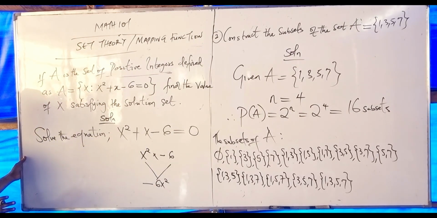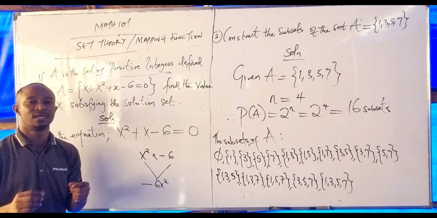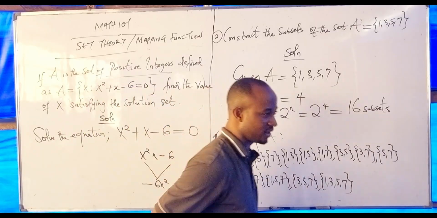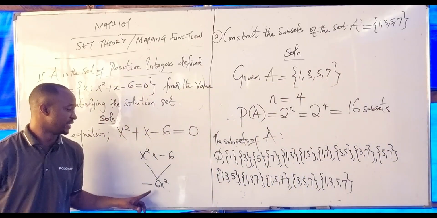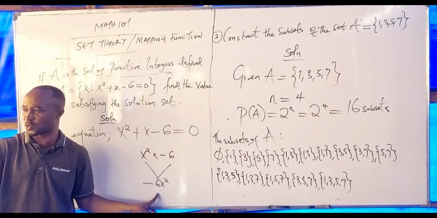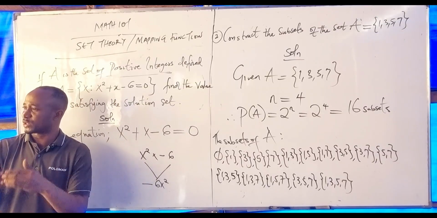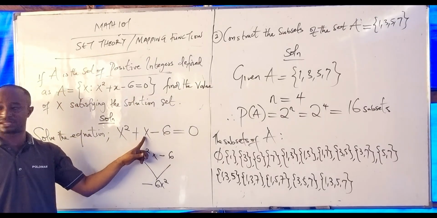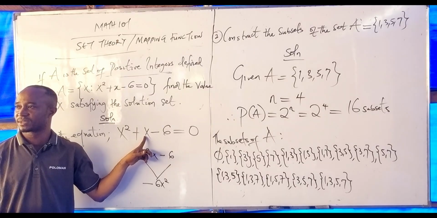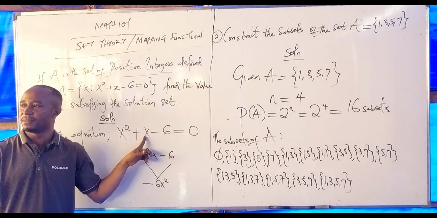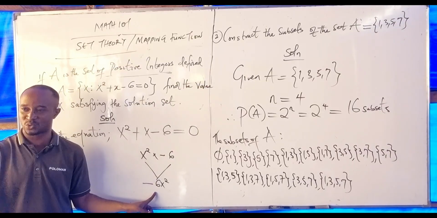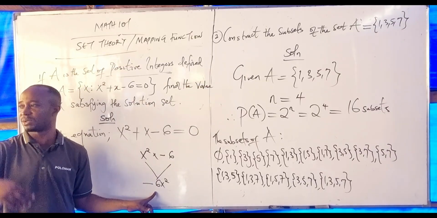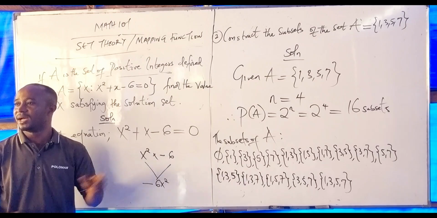Are you following? The next is that you will think of 2 numbers that when you multiply them, the result will be minus 6 S squared. But when you add or subtract, what will you have? S. I repeat again. Think of 2 numbers by which when you multiply them, you have minus 6x squared. But when you add or subtract, we have X.